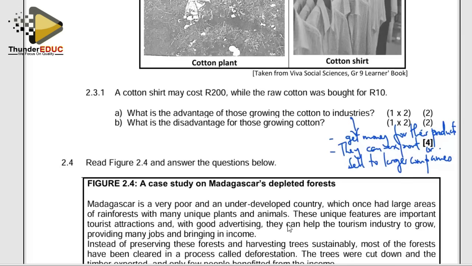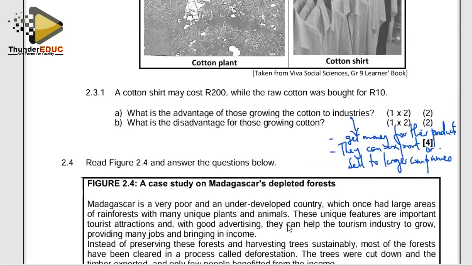So the advantage for those growing cotton is that the industries pay them. They get money for their products. The industrialists have to pay for those products, though they are primary products. Or if they want, they can also export this product, or they can sell to bigger or larger companies, which can even be in a position to pay a fair price.